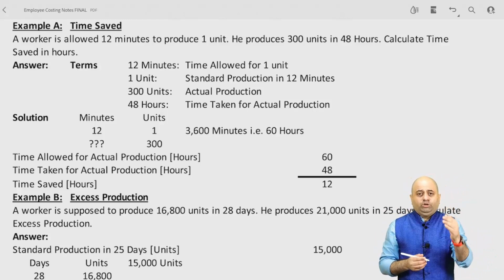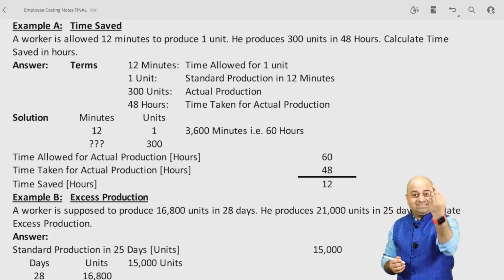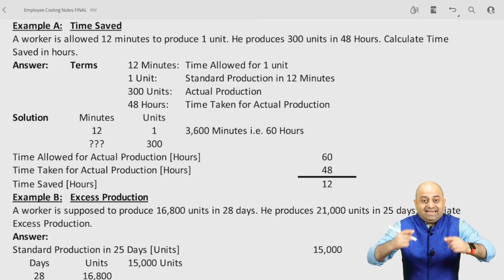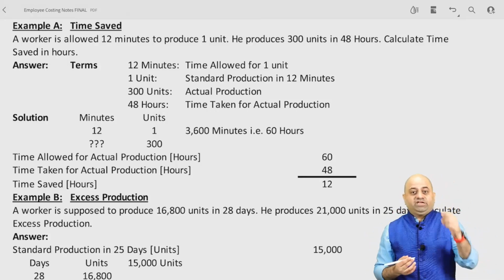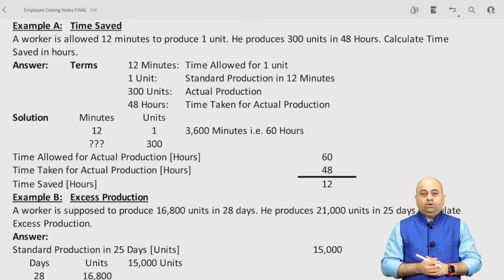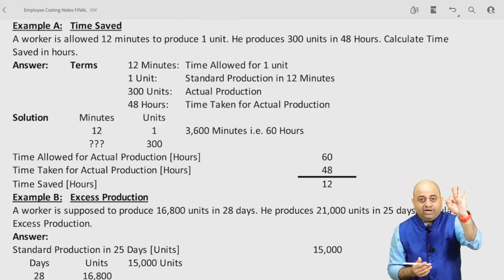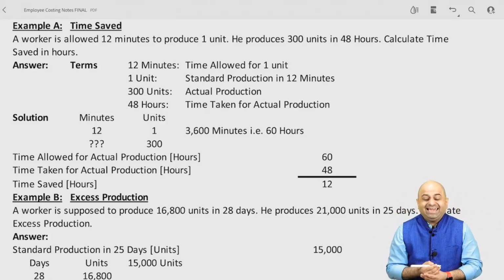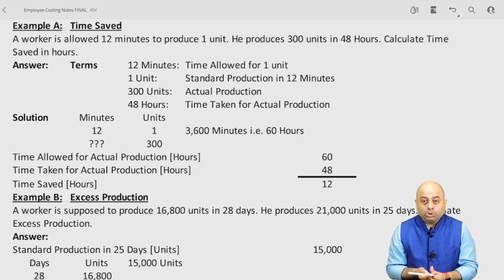Let's say a worker is allowed 12 minutes to produce 1 unit. He produces 300 units in 48 hours. Now we are supposed to calculate time saved. Let us start putting the terms here. First term we come across, 12 minutes. We can call it time allowed for 1 unit. 1 unit is standard production in 12 minutes. 300 units, actual production, obviously. And 48 hours is the time taken for actual production.